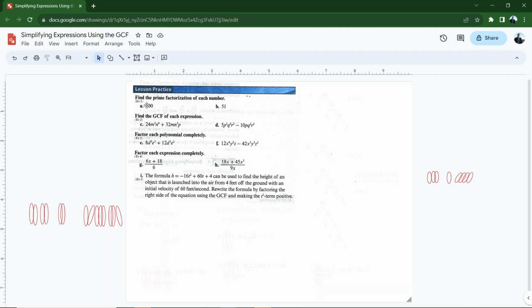So, for the number 100, there's a set of prime numbers that multiply together to make the number 100. For 51, there's a set of prime numbers that multiply together. We call that set of prime numbers the prime factorization. Every number has a prime factorization. Even prime numbers have a prime factorization. They are their own prime factorization.